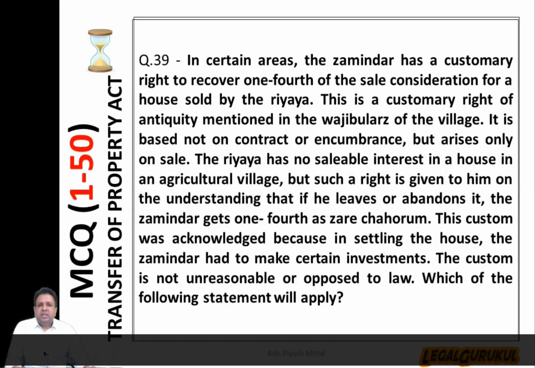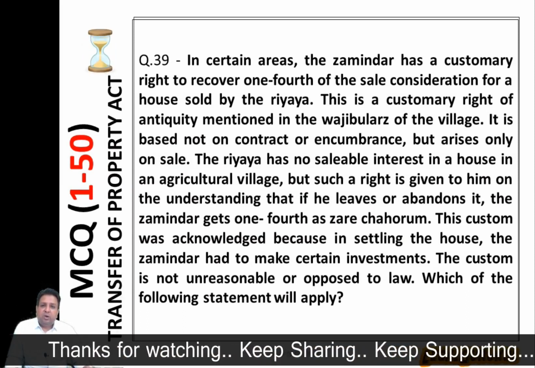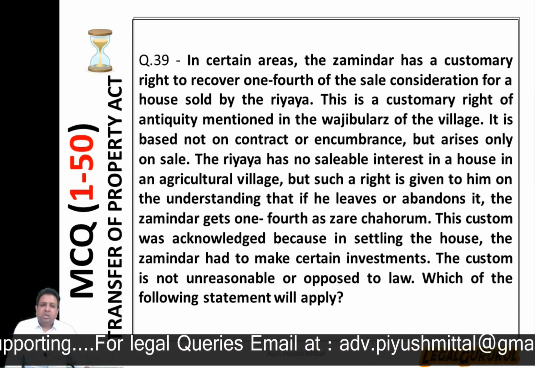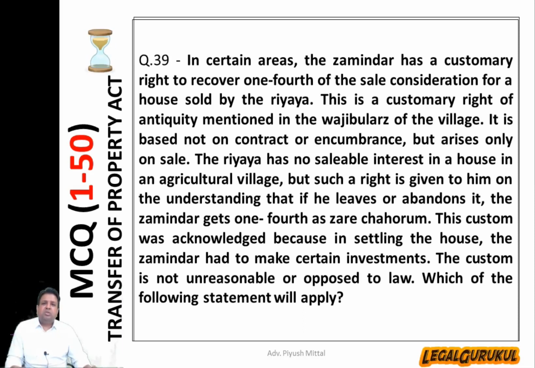Question number 39. In certain areas, the zamindar has customary right to recover 1/4 of the sale consideration of a house sold by the raiyat. This is a customary right of antiquity mentioned in the Wajib-ul-arz of the village. It is based not on contract or encumbrances but arises only on sale. The raiyat has no saleable interest in a house in an agricultural village, but such a right is given to him on the understanding that if he leaves or abandons it, the zamindar gets 1/4 as zare chahuram. This custom was acknowledged because in settling the house, the zamindar had to make certain investments. The custom is not unreasonable or opposed to law.